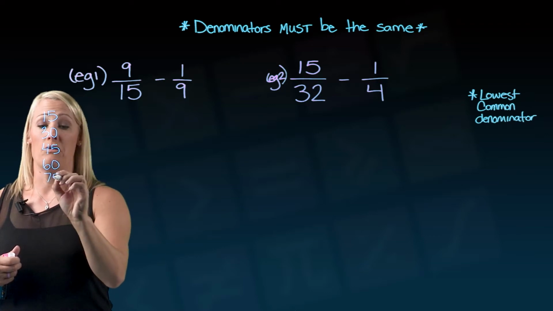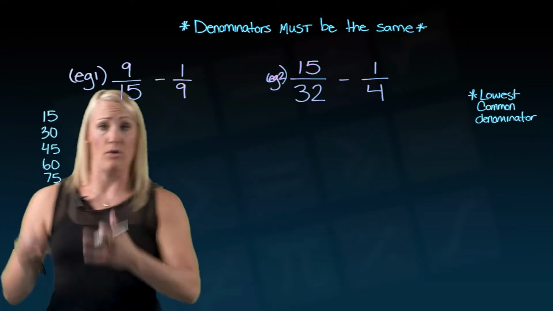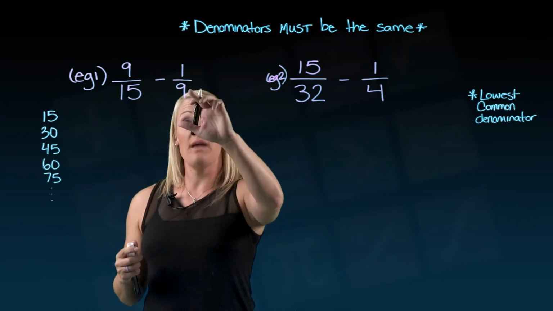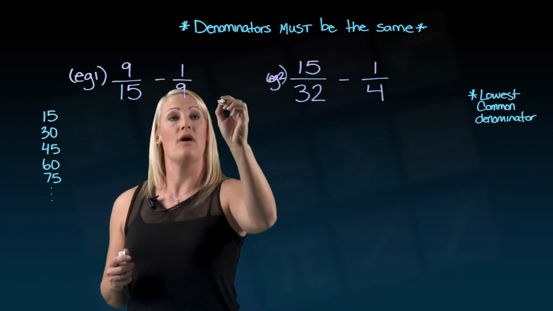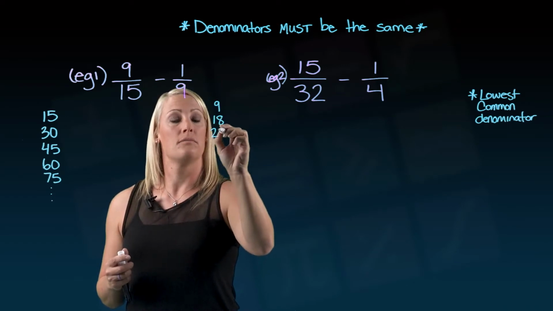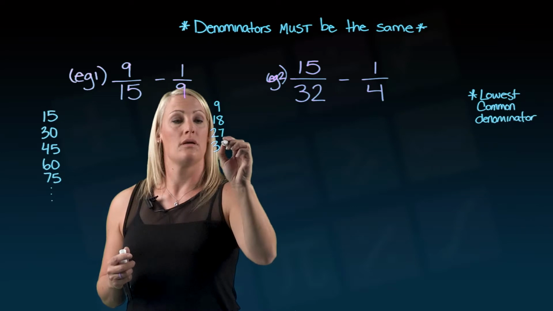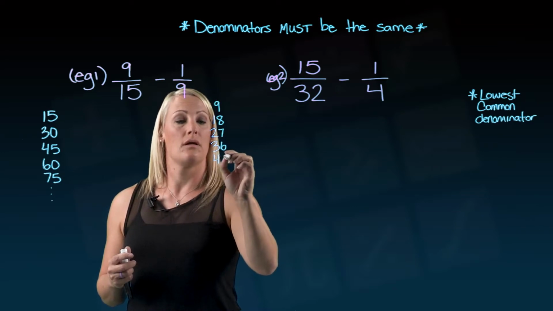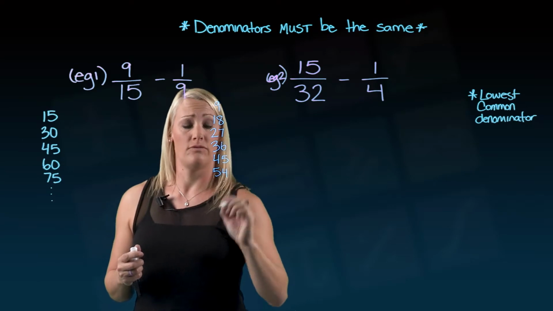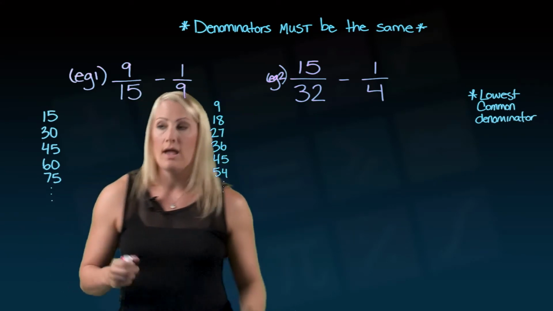And this list could go on forever. I could keep counting by 15s, but I'll make a list, and I'm going to do the same with the 9. So I'm going to count by 9s. And again, this list could go on forever. I could count by 9s all the way to the floor.